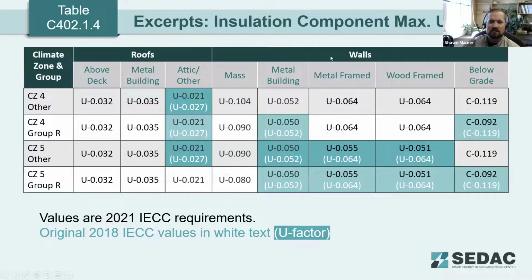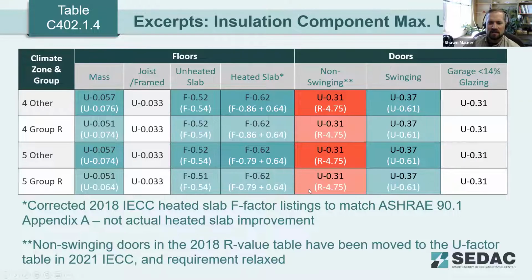But on this next screen, you can see the non-swinging doors that got moved from the R value table to the U factor table. And they have been relaxed slightly. Those U factor requirements are a little bit lower if you do 1 over that U factor to get the R value than what they were in the 2018 IECC. They're now about an R3.3 or so, as opposed to the original R4.75.